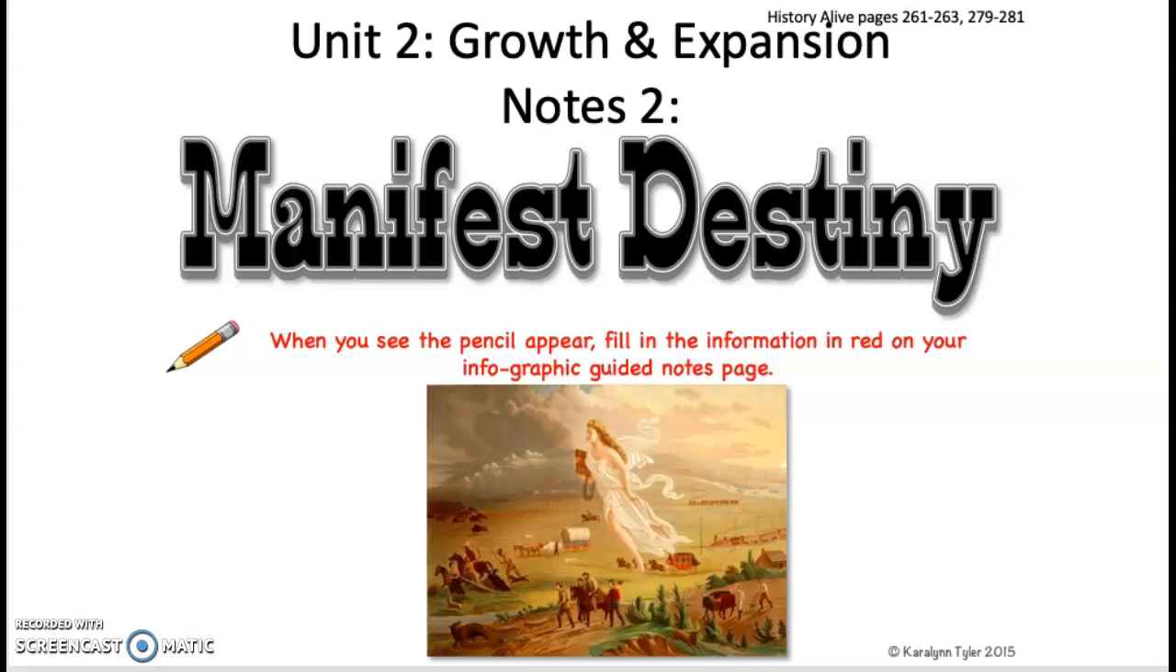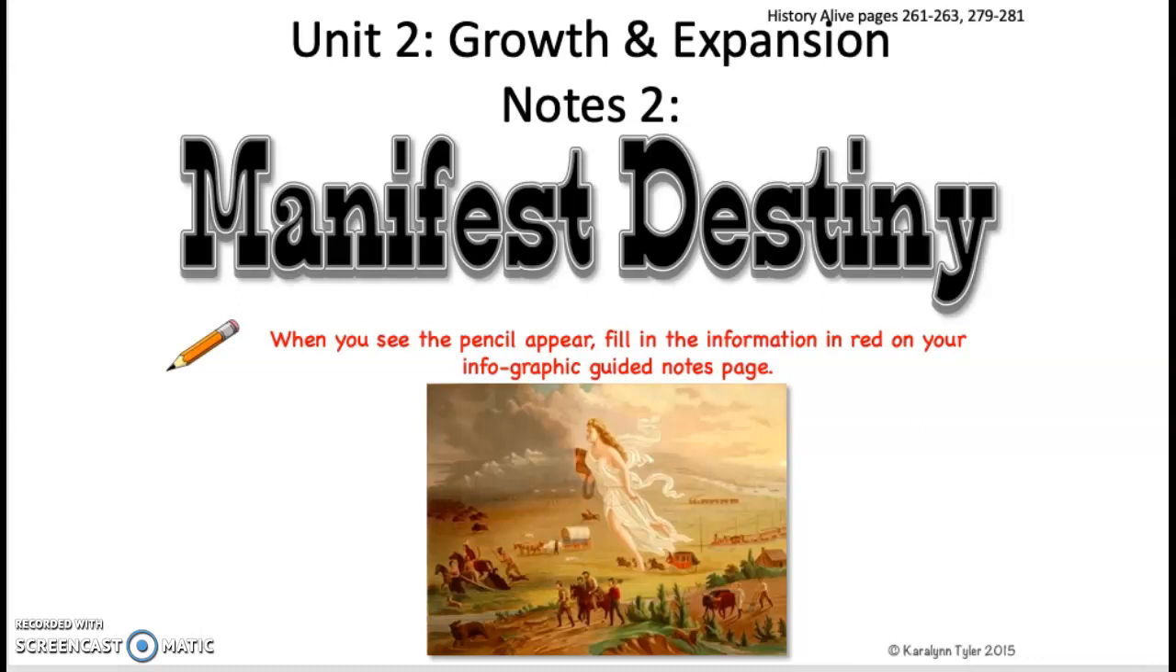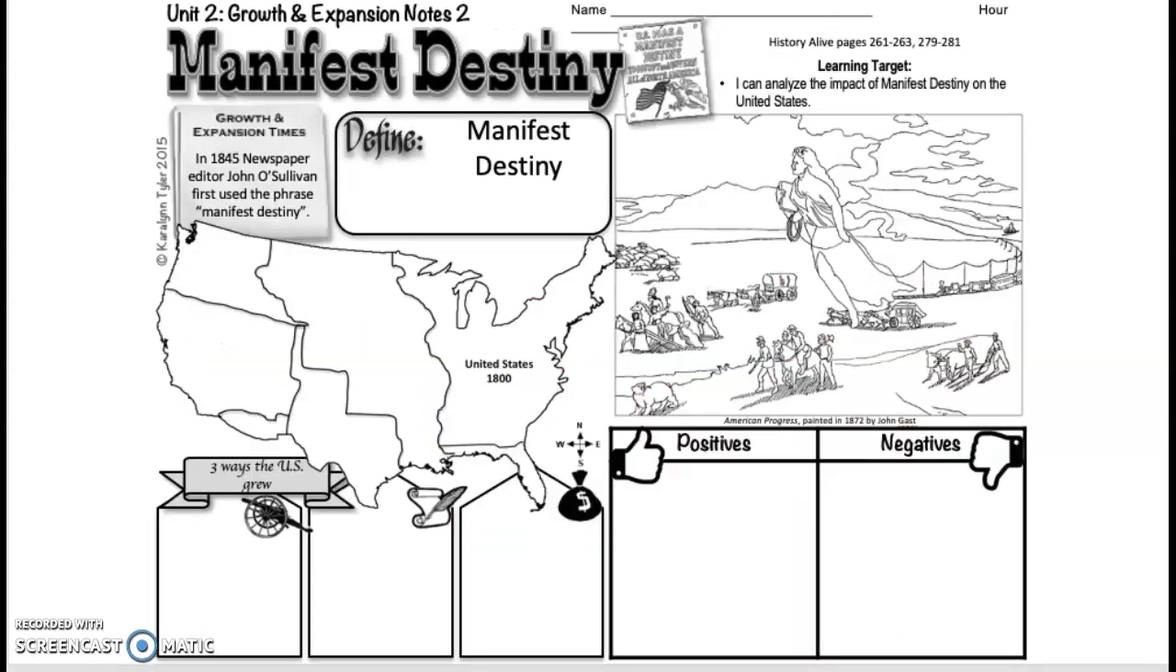Welcome, historians, to Unit 2, Notes 2, and it's called Manifest Destiny. Go ahead and find the page that looks like this in your packet, and we will get started.